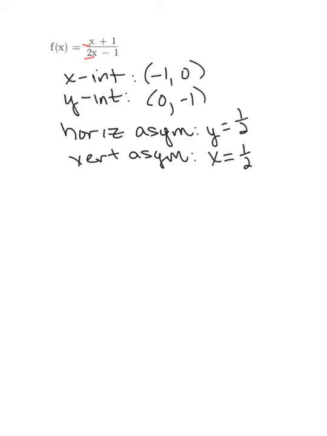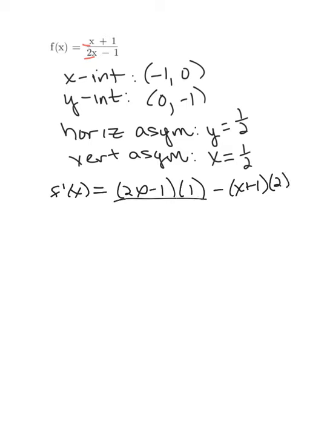So looking at our original function, because there is a variable in both the numerator and the denominator, you must do the quotient rule to find this derivative. So the quotient rule says start with the low as is times derivative of the high is 1, minus the high as is times derivative of the low, which is 2, all that over the low squared.